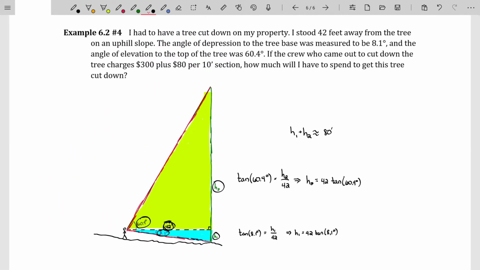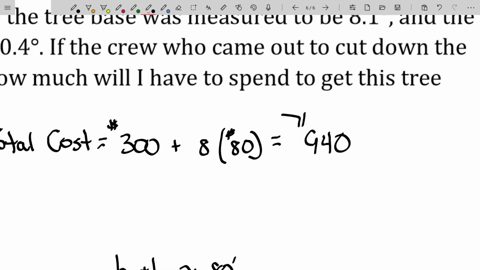Now, the people who are going to cut down the tree charge $300 plus $80 per 10-foot section. So the total cost, I bet you forgot about that, right? The total cost is equal to $300 plus we have 8 10-foot sections, so it's 8 times $80. That's supposed to be a dollar sign. Didn't quite work out for me. It's $640. That's $940, which is almost what it cost, honestly. So there you go. All right. For some reason, my eraser is not working, so I'll do this. There we go. $940. All right.